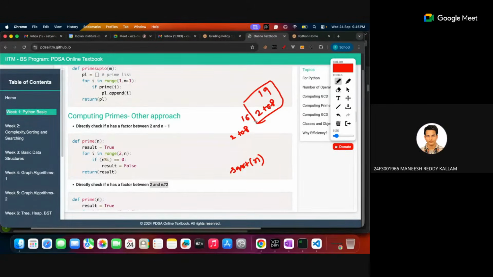Yes, sir. So the minimum number of factors would at least lie in 2 to 8. If they are not there, it should not even occur beyond 8. 19 ones are 19, we get it, right? So 1 can definitely divide 19.